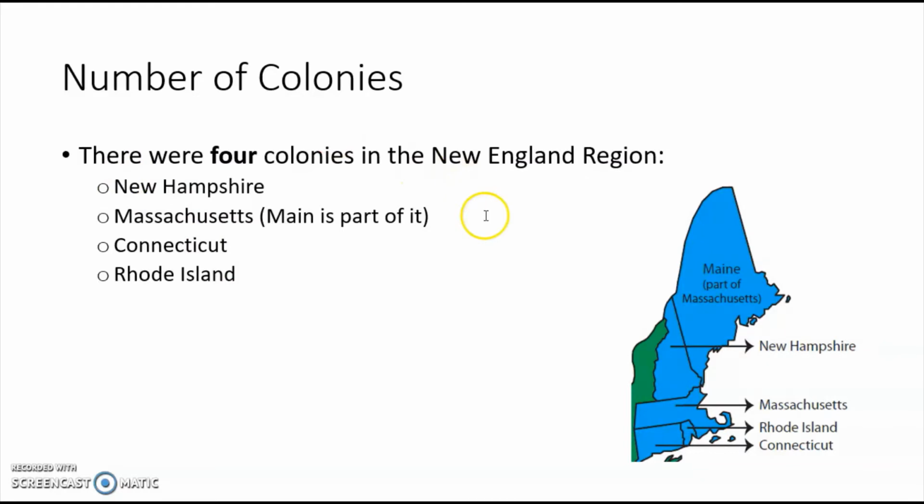Okay? So there were four colonies in the New England region. New Hampshire, Massachusetts, Maine is part of it, Connecticut, Rhode Island, four of them.